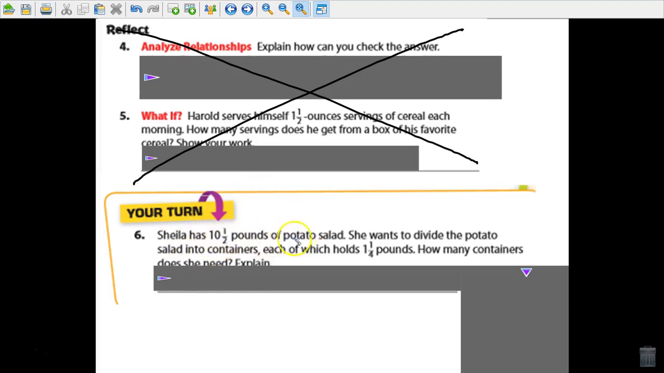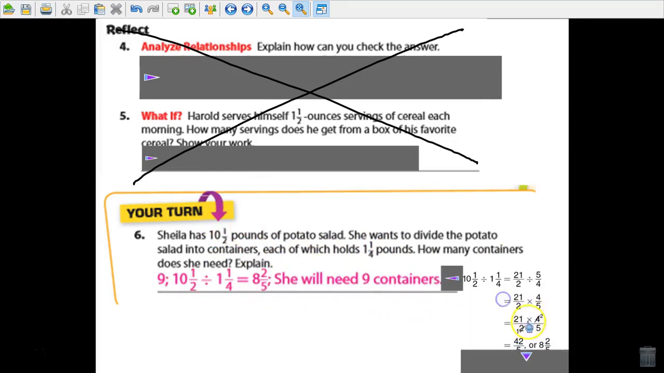Sheila has 10.5 pounds of potato salad. She wants to divide the potato salad into containers, each of which holds 1 1/4 pounds. How many containers does she need? Explain. Okay, I don't really care about explaining. I just want you to get the right answer. This is all the work. Okay? I'll give you 5, 4, 3, 2, 1. So there's that. I'm actually going to do this on my own though. So it is 10 and a half, and 1 1/4. So 10 and a half divided by 1 1/4.